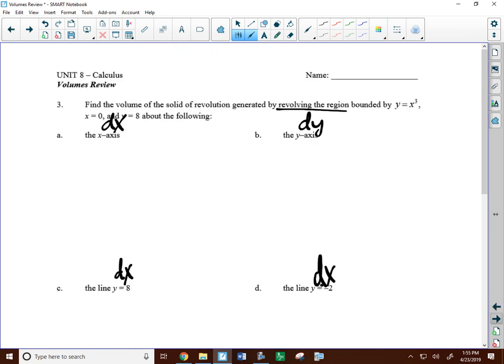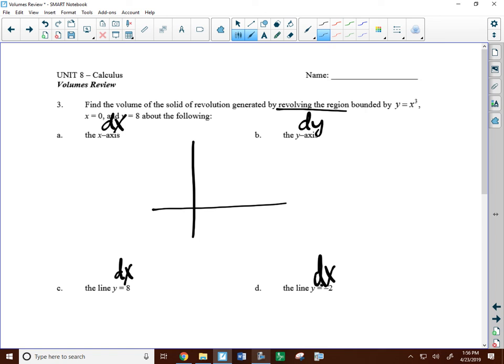Okay, let's do the back side. Six different problems, but they're all based on one graph. It's very important to get the graph right. If you don't get that right, you're going to have troubles. Find the volume of the solid of revolution, revolving around the region bounded by these.